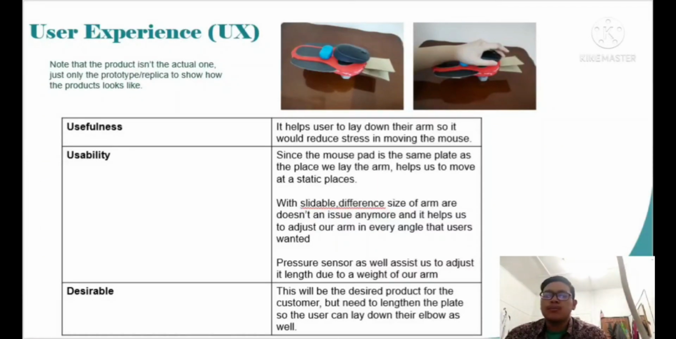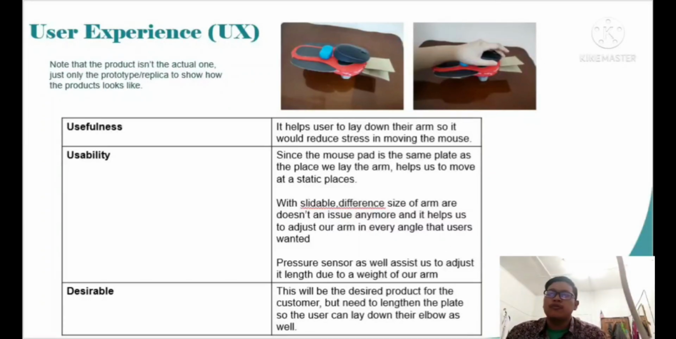So for this part, we are going to focus on 3 things in order to assess the user experience. The first one is usefulness. It helps users to lay down their arm, so it will reduce stress in moving the mouse. The second one is usability. Since the mousepad is the same place as the place where we lay down our arm, it will help us to move the mouse in a static place, just around the mousepad.